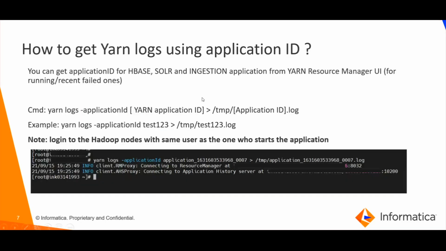How to get the Yarn logs using its application ID. Once you get the application ID for which you want to get the logs, log into the Hadoop node and execute this yarn command, which is yarn logs -applicationId, and in place of the yarn application ID, provide the ID for which you want to get the logs. And also you can provide the path where you want these logs to be generated. Note that you should log into Hadoop nodes with the user who started the application.